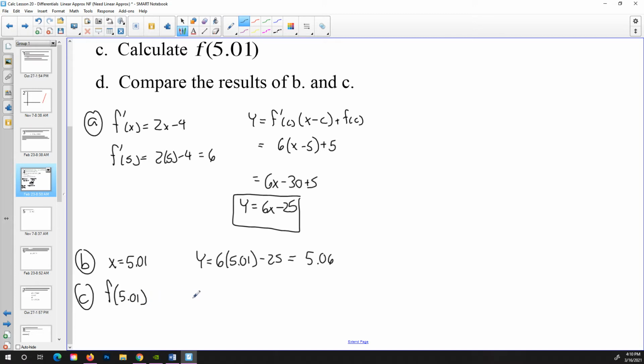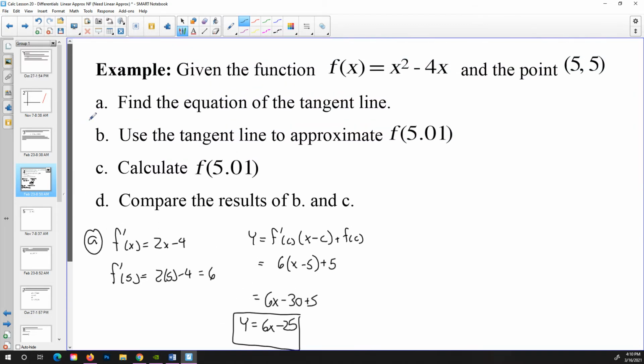And so we're going to actually plug that in for f. And that'll give us (5.01) squared minus 4 times 5.01. Now, where did I get that? I get that from the original function right here.